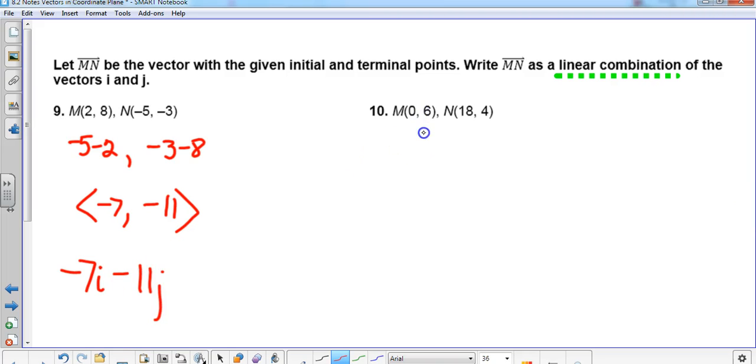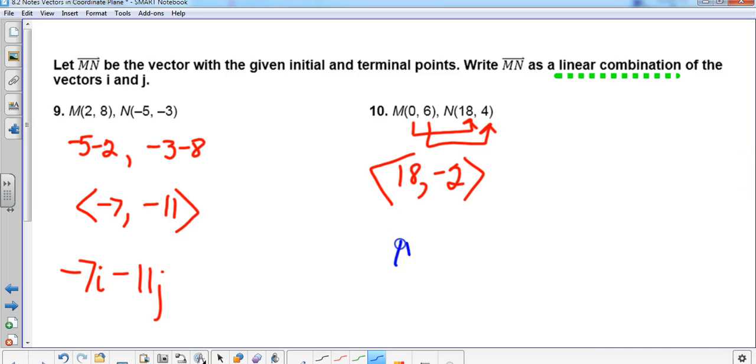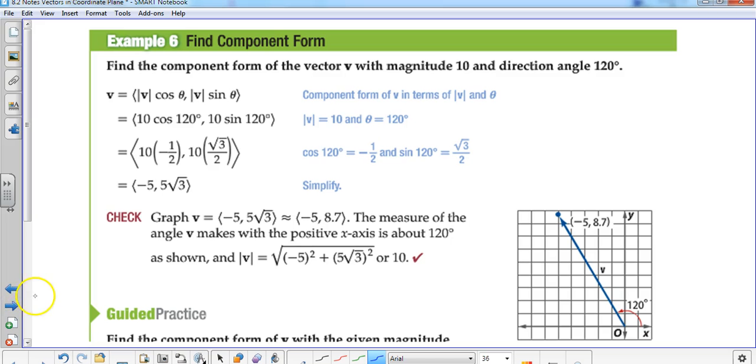All right, so try this one. 0 to 18 is 18. 6 to 4 is -2, right? All right, so nothing tricky about that. Everyone okay? You should divide that by 2, or is that wrong? You'd still have to leave the 2 somewhere. You could factor it out as a scalar, but there's not really any point.